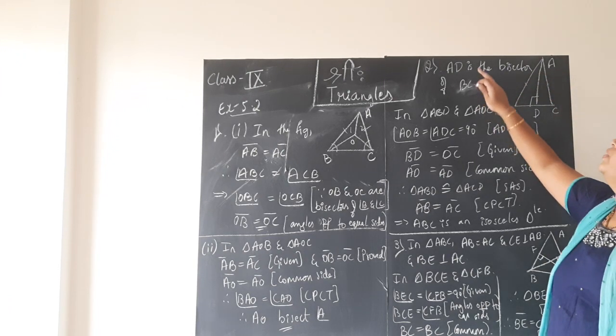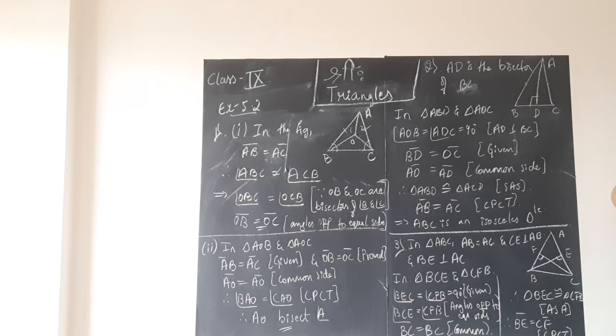It is simple only. So they have given AD is the bisector of BC, children. Now this bisector, when it is drawn, it is dividing triangle ABC into two small triangles, triangle ADB and triangle ADC, isn't it?